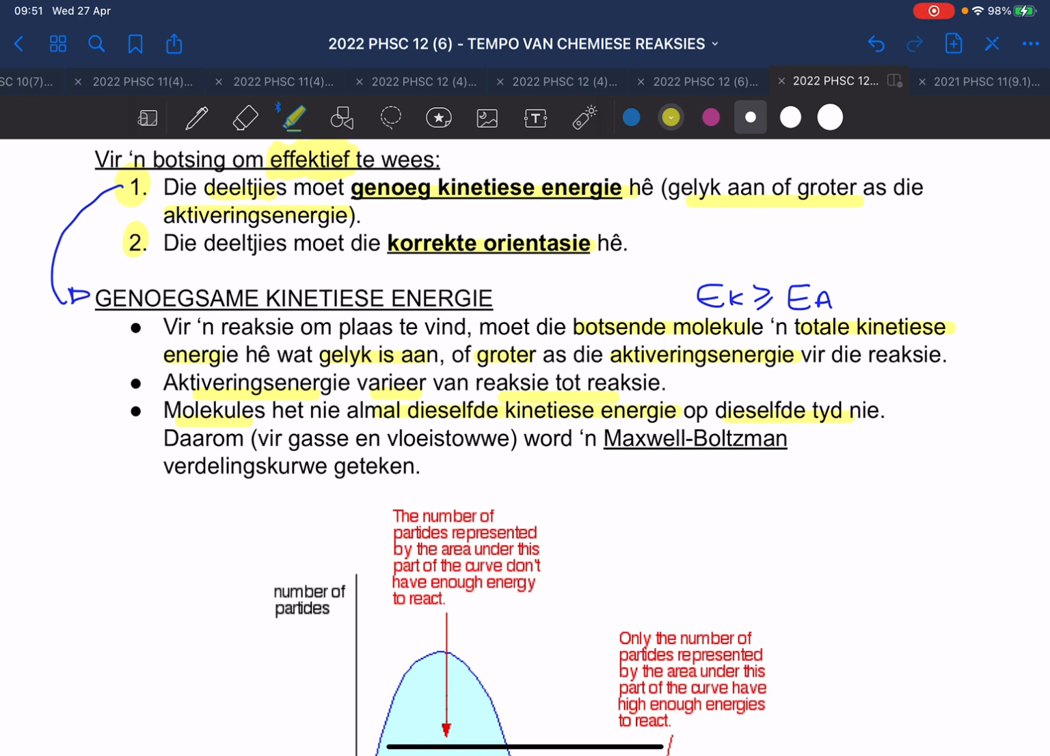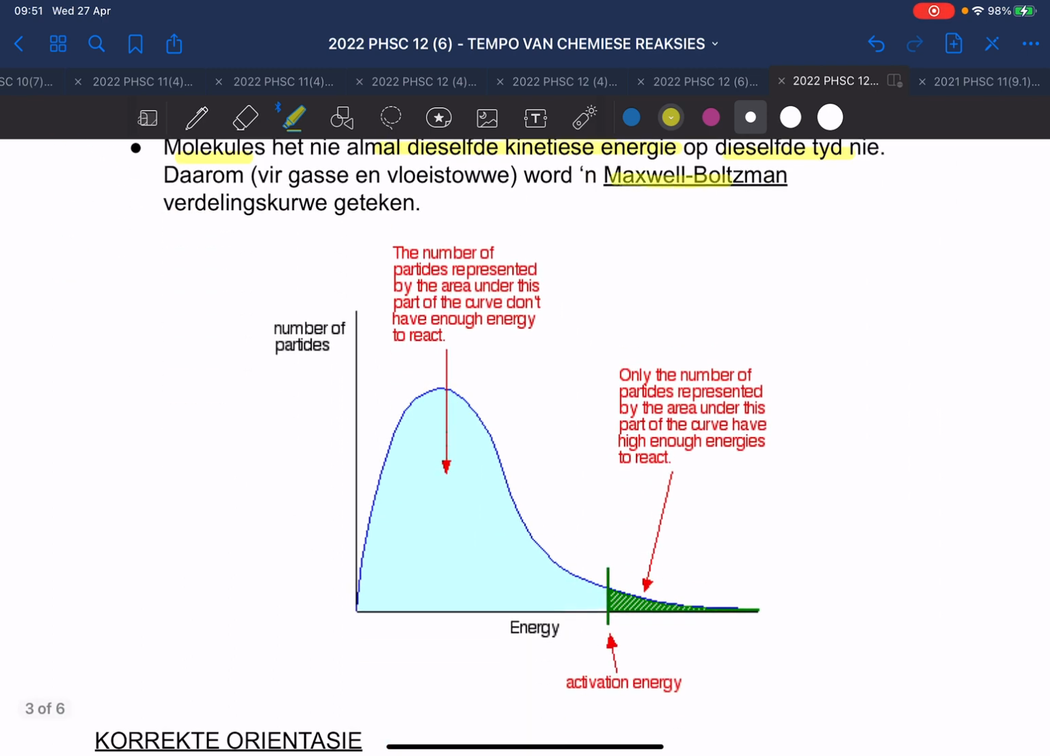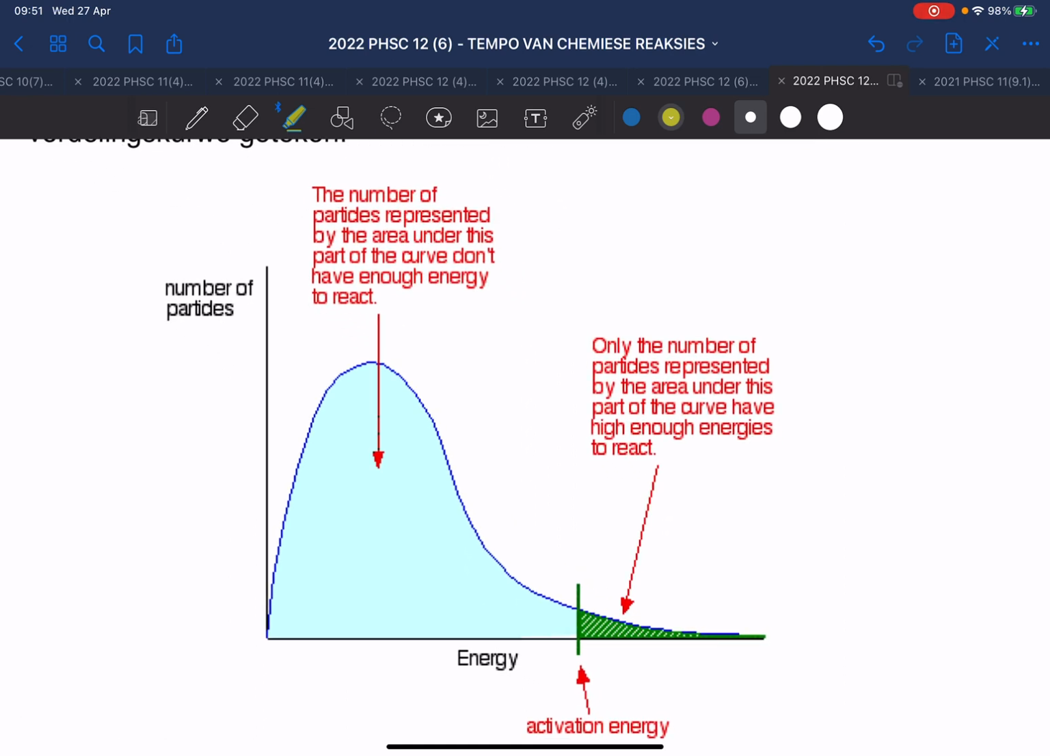Now, because they don't all have the same kinetic energy at the same time, we can draw a Maxwell-Boltzmann curve. Okay, you must know that name, it's underlined. We can draw a Maxwell-Boltzmann curve. Okay, good. This is what the curve looks like. Let me explain quickly. You must be able to draw it and interpret it. So you must understand it.